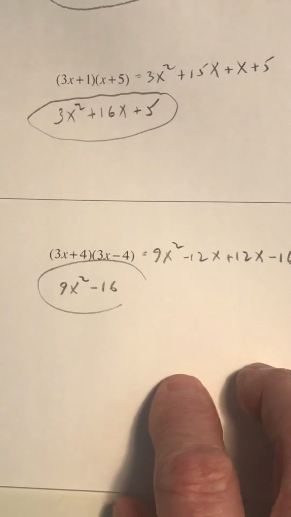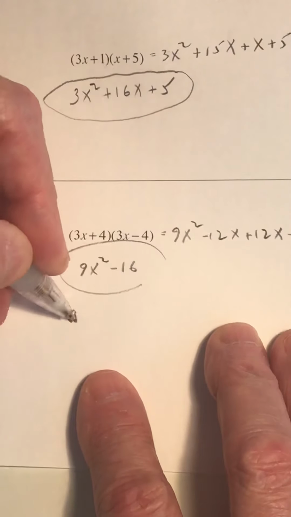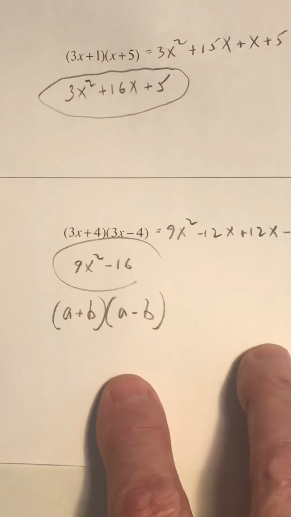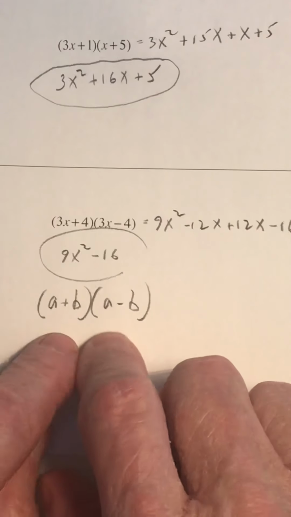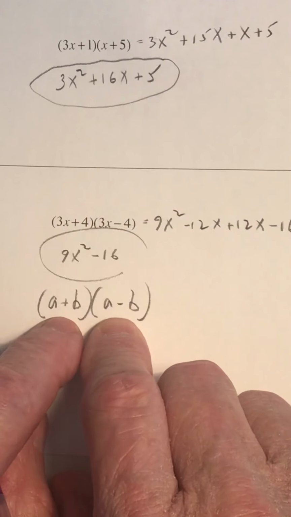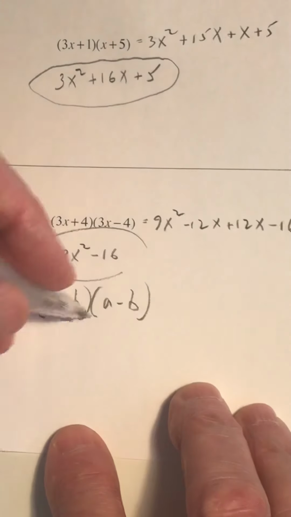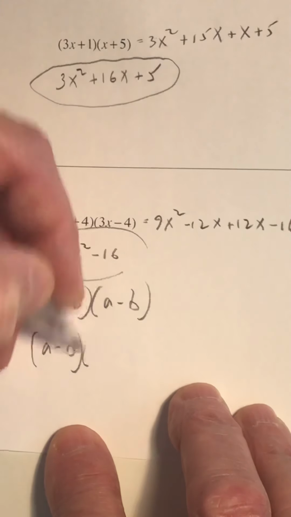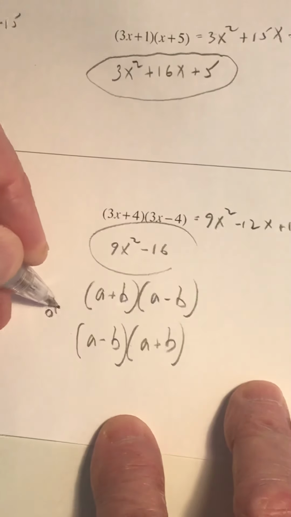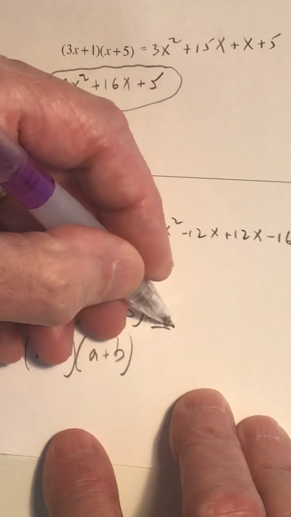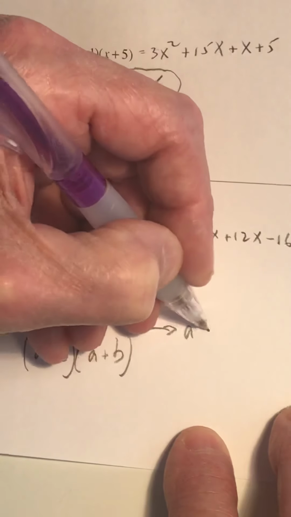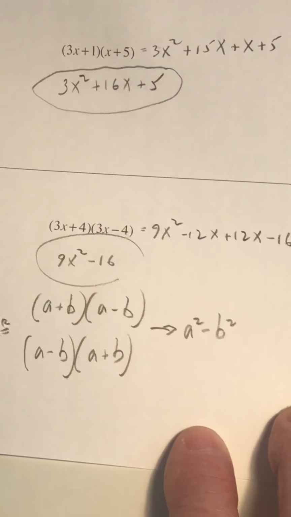So the conclusion here is if you have something plus something times something minus something, and I'm using the word something here very legalistically, these got to be exactly the same. These got to be exactly the same. One of them's got to be plus, one of them's got to be minus, and it doesn't matter which sign comes first. The multiplied out result of either one of these will be the square of the first thing, take away the square of the second thing.